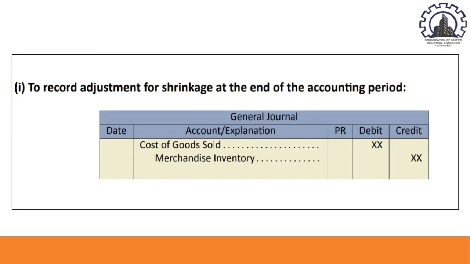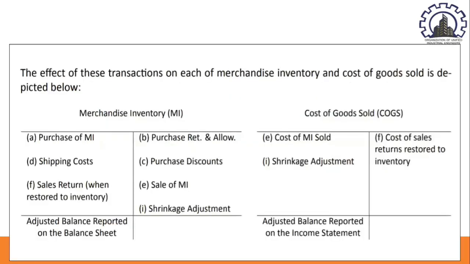So you debit cost of goods sold and then you credit merchandise inventory. So the effect of these transactions on each of merchandise inventory and cost of goods sold is depicted here. This is how your summary would look like. You have merchandise inventory, or MI, in the left corner, and you have cost of goods sold, or COGS, in the right corner.